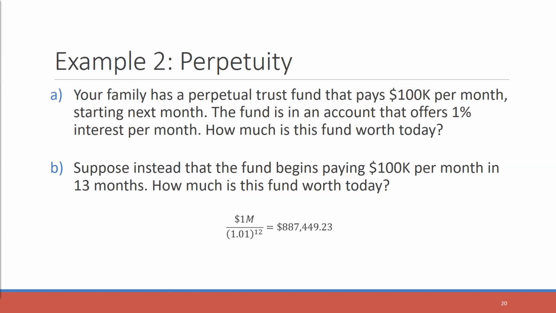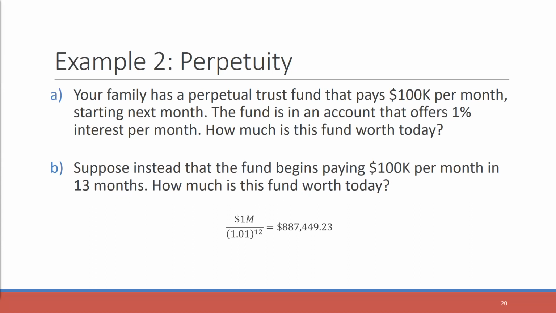So in this example, if I know that my 100K per month starts in 13 months, then I want to discount that by 1.01 to the 12. The reason why it's to the 12 and not to the 13 is because in part A, when I solve for the present value of my perpetuity, that is the present value of these cash flows that start next month. So I already know how this will be valued if it starts next month. If it's going to start in 13 months, then it's going to be discounted by 12 and not the 13.